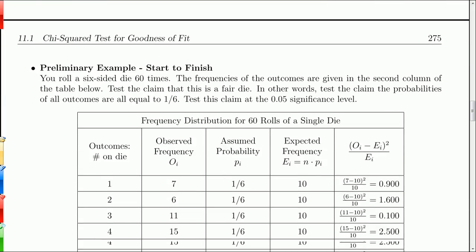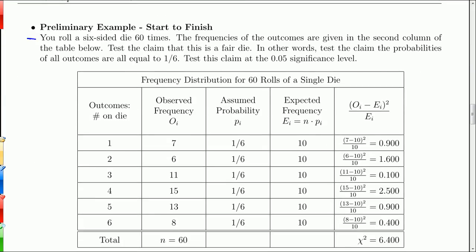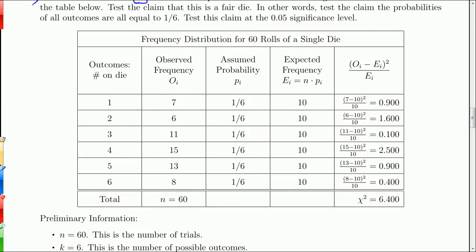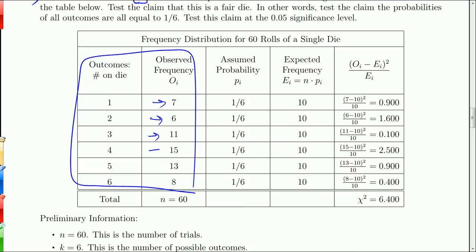Okay, so here's our preliminary example. We roll a 6-sided die 60 times. The frequencies of the outcomes are given here in the first 2 columns. So we got 7 ones, 6 twos, 11 threes, 15 fours, 13 fives, 8 sixes. Our expected frequencies are all 10. We'd expect 10 of each. So we got a lot more 4s than we expected, and a lot fewer 2s.